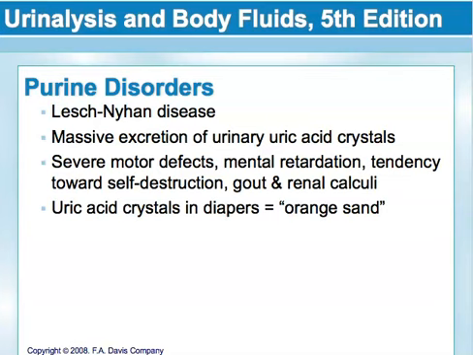And the purine disorders, Lesch-Nyhan disease results in massive excretion of urinary uric acid crystals due to failure to inherit the gene that produces the enzyme that breaks down uric acid. The patient would have severe motor defects, mental retardation, a tendency towards self-destruction, gout, and renal calculi. And the first sign could be uric acid crystals in diapers that look like orange sand.